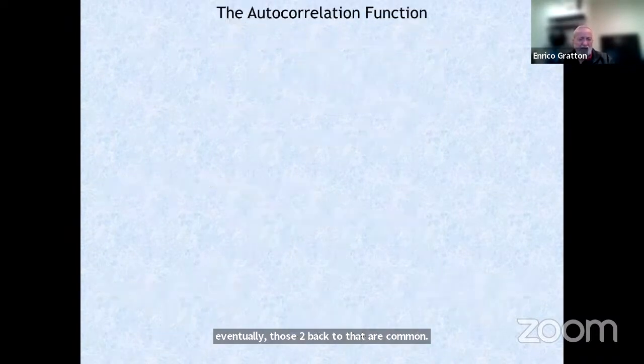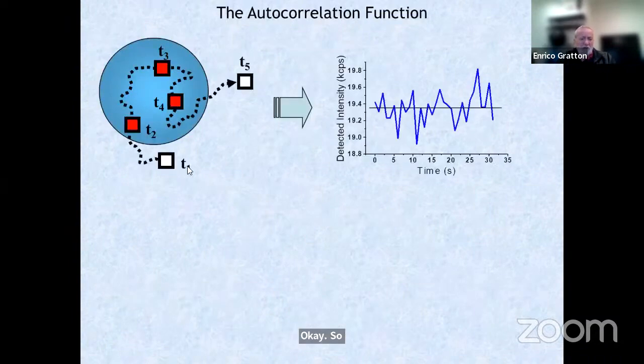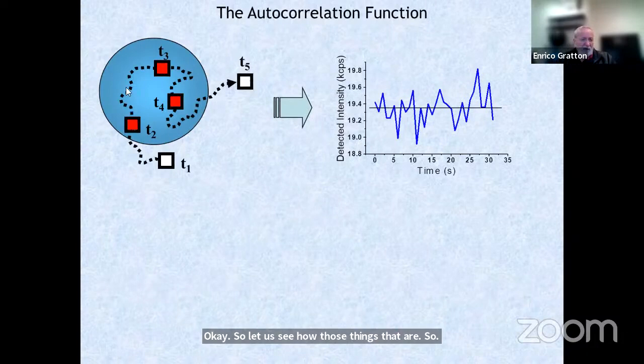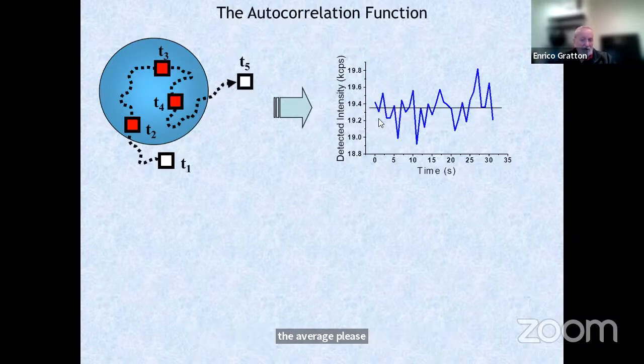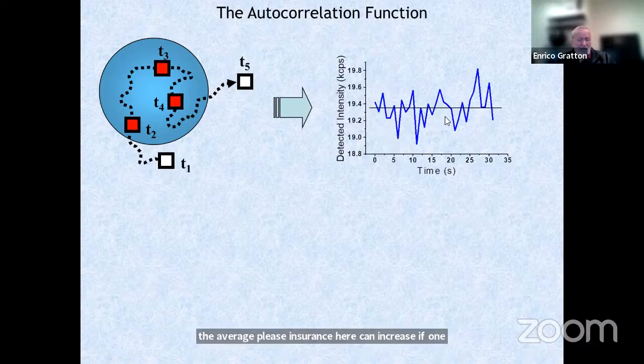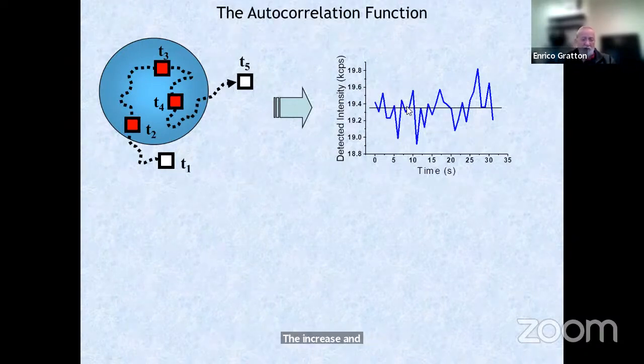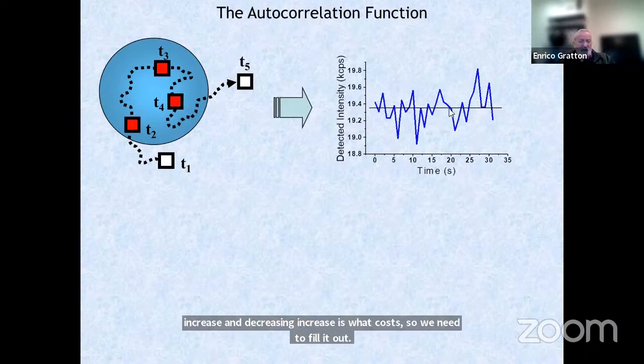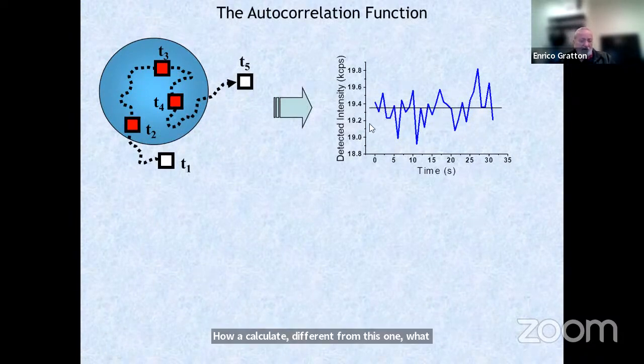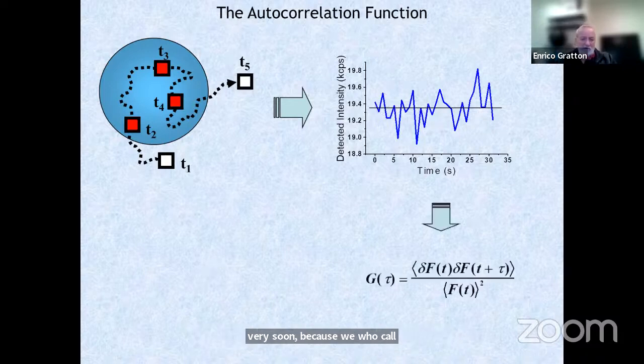Okay, so let us see how those things are done. Suppose we have a given volume, and the given volume can contain a given number of molecules. That number of molecules, with respect to the average, which is drawn here, can increase if one molecule gets in, and will decrease if one molecule gets out. So now, the increase and decrease is what causes the fluctuation. So we need to figure out how to calculate the fluctuation from this value. Well, it is very simple, because we go negative, then we go positive, we go negative, we go positive, and so on. So the way to calculate the fluctuation is very simple.